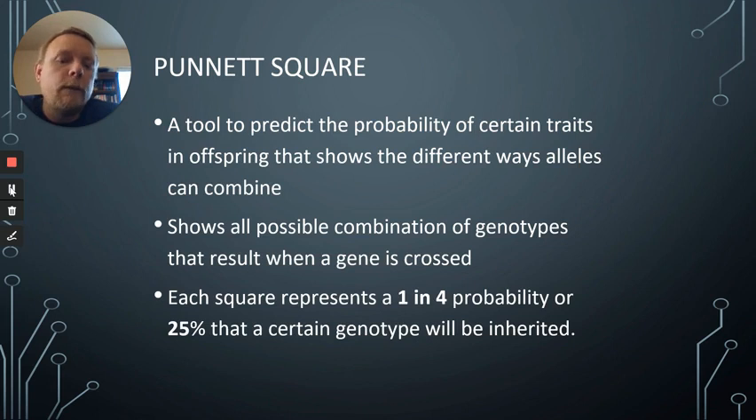In your Punnett square, you'll see a Punnett square is 4 squares put together. Each of those 4 squares represents a 1 in 4 probability or a 25% chance that a certain genotype will be inherited.